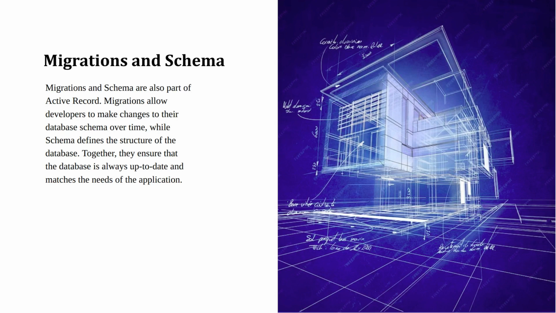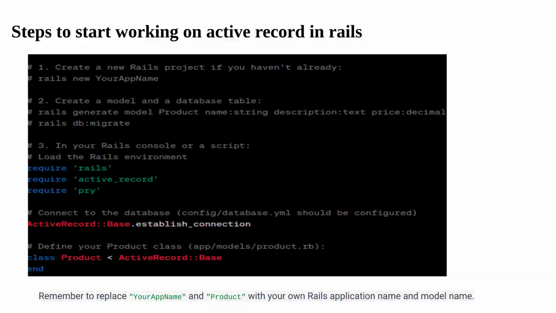So there are some key concepts in using Active Record. Migrations and schema are one of them. So let us see what is migration. Migration is required to create a database. Migration defines changes to the database schema. Now what is schema? Schema defines the structure of the database. Together, migration and schema ensure that the database is always up to date and matches the needs of the application.